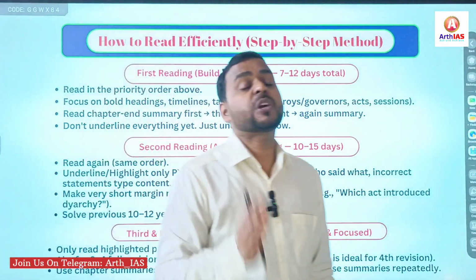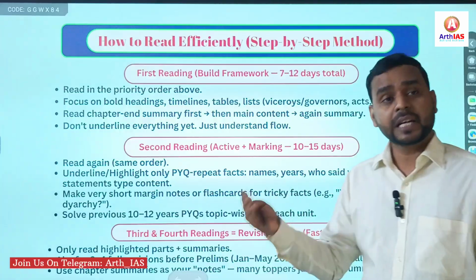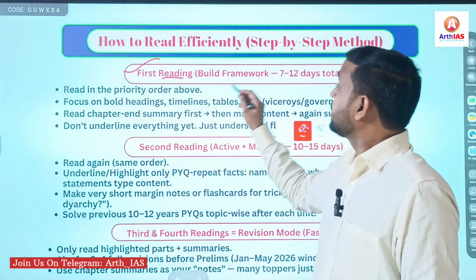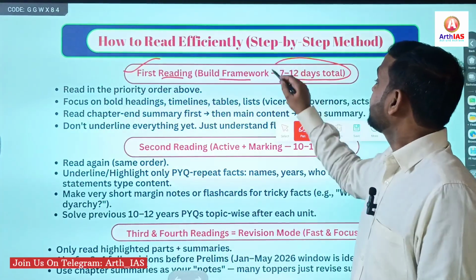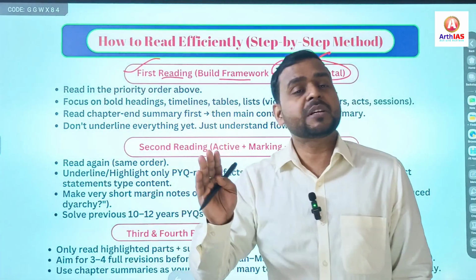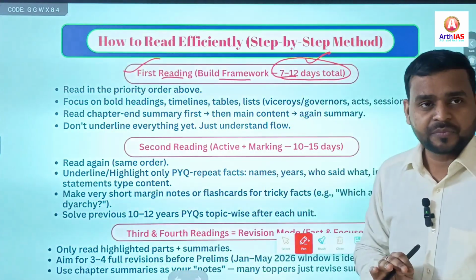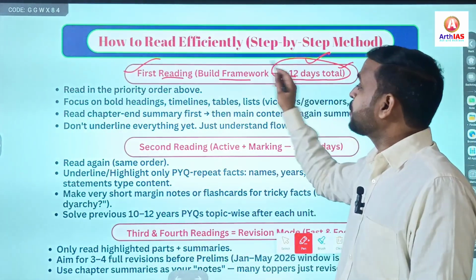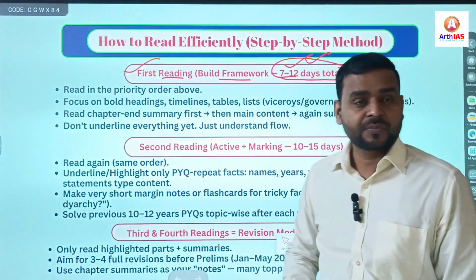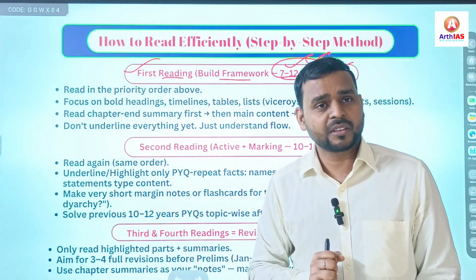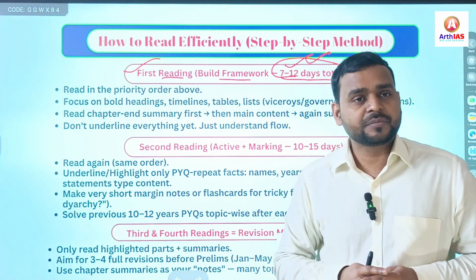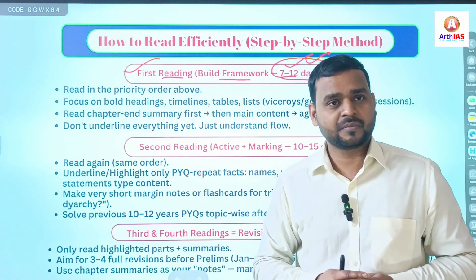We have discussed the important chapters, the list of important chapters, categories. So here, first reading, right? Build framework, and the total time that should be taken by you is between 7 to 12 days. So in total, try to finish the first reading of this book between 7 to 12 days, depending upon your speed of reading. But there should be a restricted time limit. You don't have unlimited time, right?